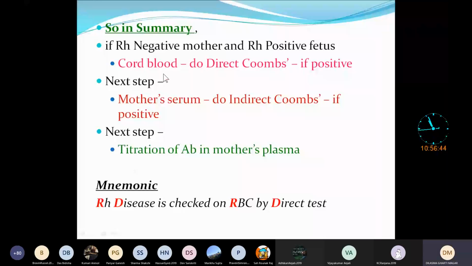First we take the baby's blood and do the direct Coombs test. If it comes positive, then in the next step we take the mother's sample and do the indirect Coombs test. And if that is also positive, then we do the titration of the antibodies in the mother's plasma.